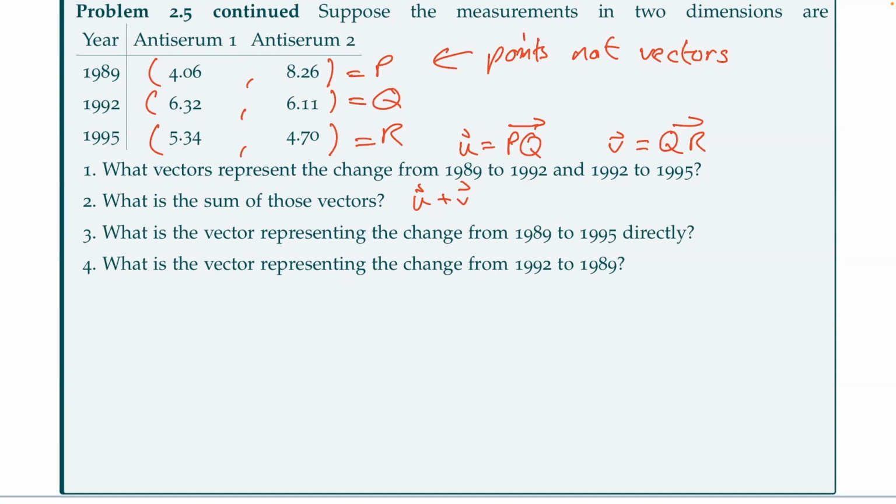Once we've worked out what those vectors are, remember those vectors are just telling us a direction and a magnitude, and they can be moved around wherever. If we anchor them at P, Q, and R accordingly, then we can add those vectors together, and that will give us the change from 1989 to 1995 directly. So this is the answer to here. If we call this, say, W, that's going to be our addition of vectors U and V.